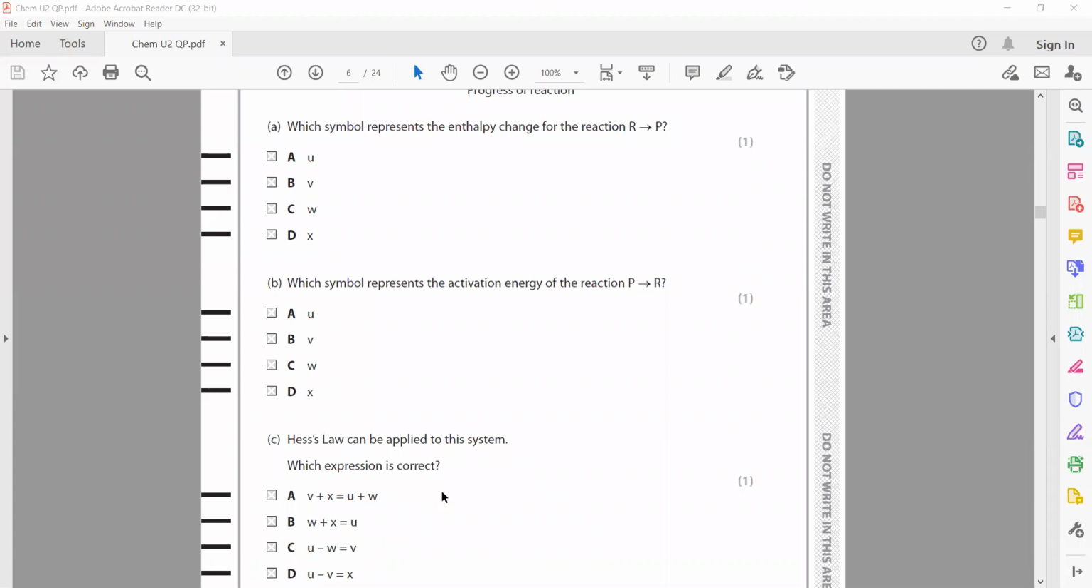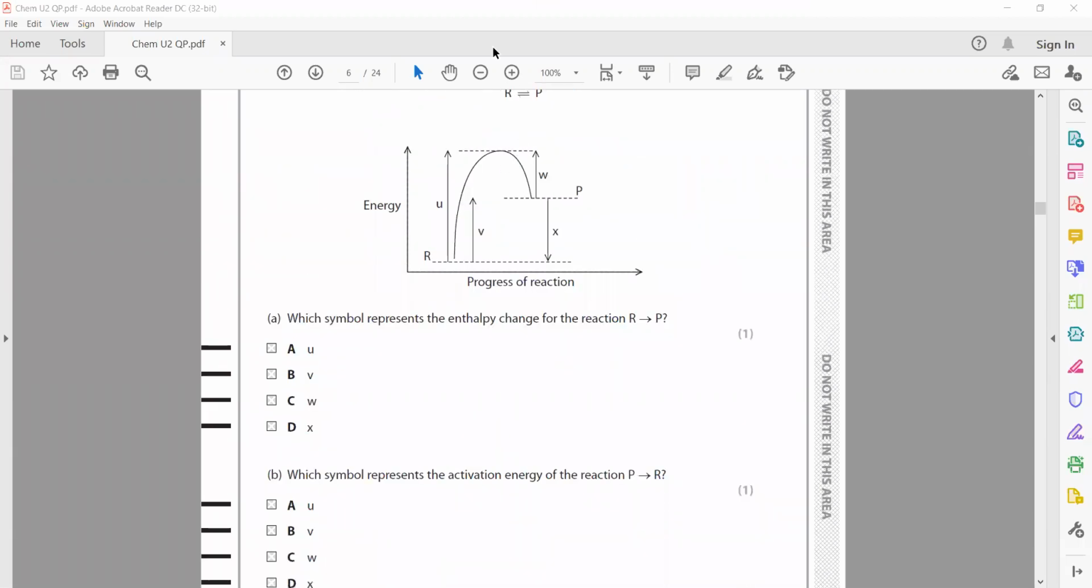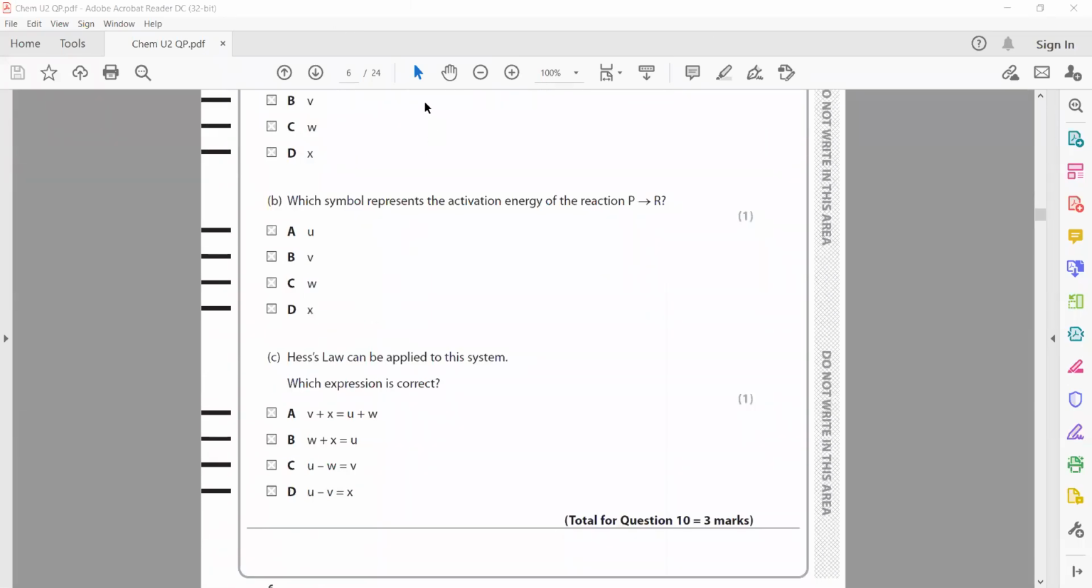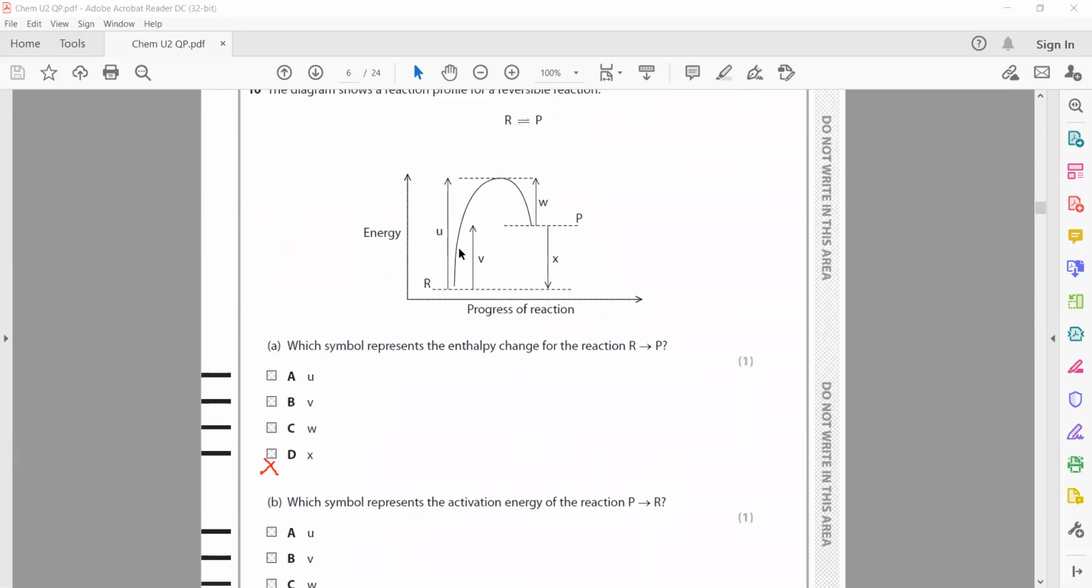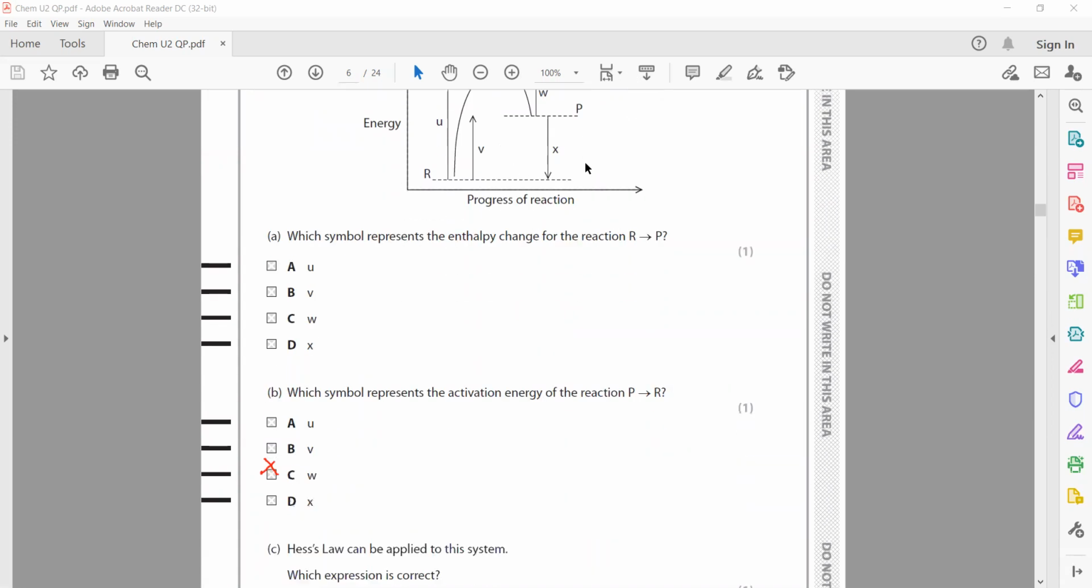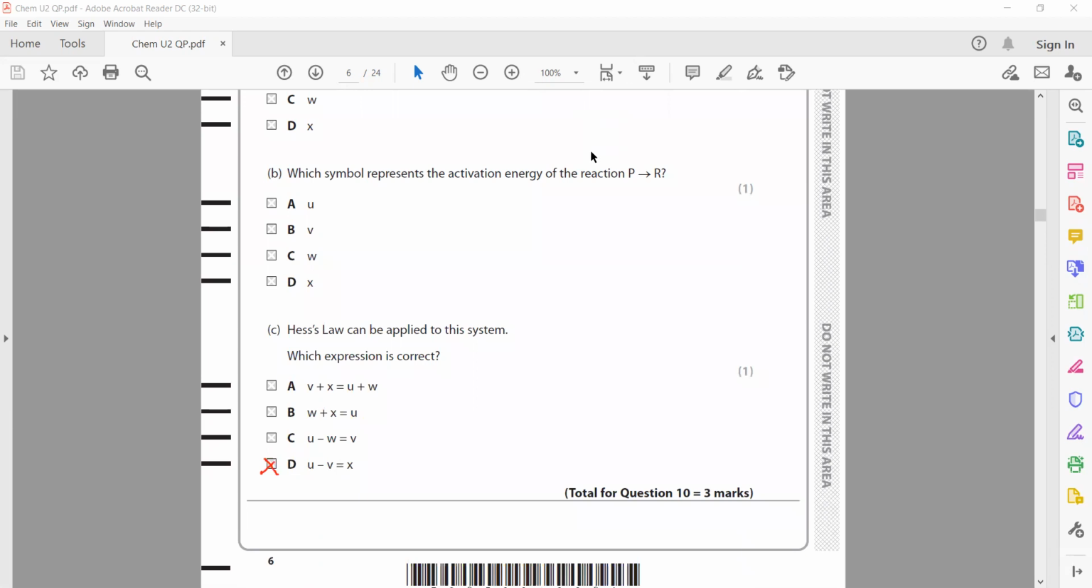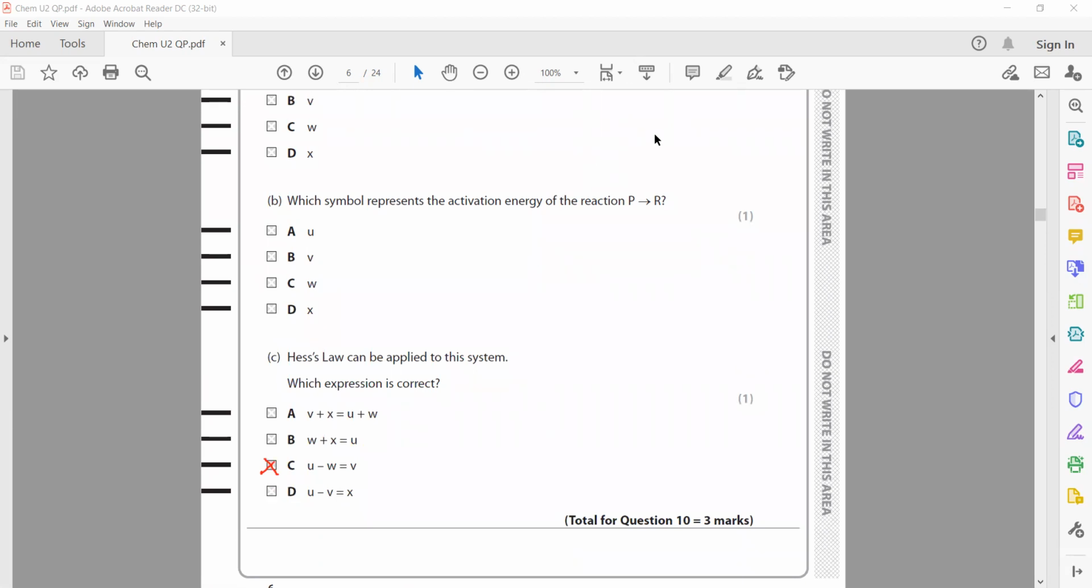U minus W is equal to V. So U is there, and when we subtract W from U, what will we get? We'll get V, that's right. And U minus V is equal to X. So U minus V is not equal to X, that's wrong. And V and X, V is equal to minus X. So the correct answer is C.